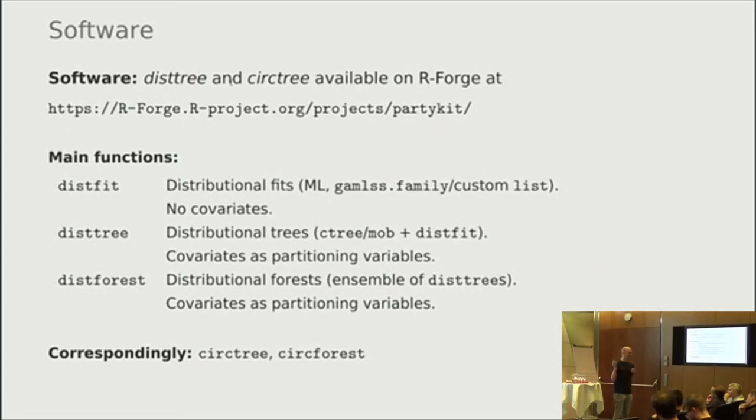And parallelization is easy to do. Especially with random forests, this is an embarrassingly parallel problem. You can just distribute it across your computational nodes using multicore or snow or any of the other standard interfaces provided in R.